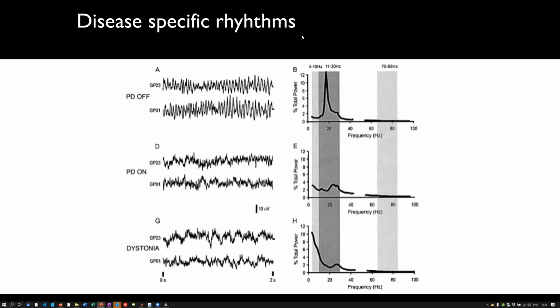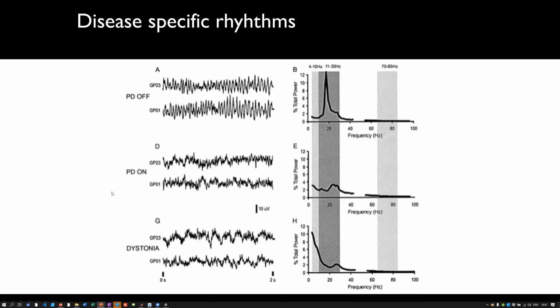And I want to point to the concept of disease-specific rhythms that my mentor Andrea Kuhn has pioneered alongside her postdoctoral mentor Peter Brown, who is a professor of experimental neurology in Oxford. And they showed that in the Parkinsonian off state, you can record activity in the basal ganglia through these DBS leads. And you can see that there's a specific pattern of activity, namely beta activity, that is increased when the patients did not take any medication. Well, in the dopaminergic on state, so after the patients take dopaminergic medication, there's a decrease of this activity.